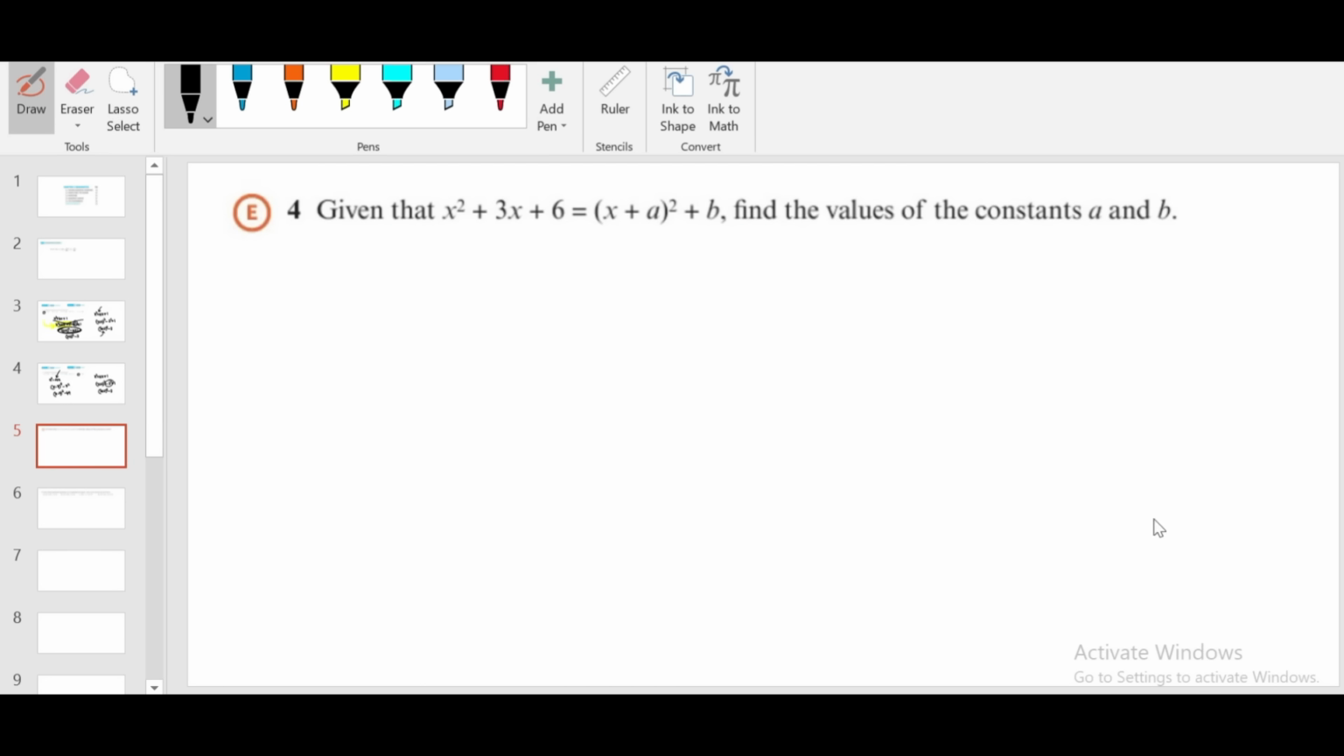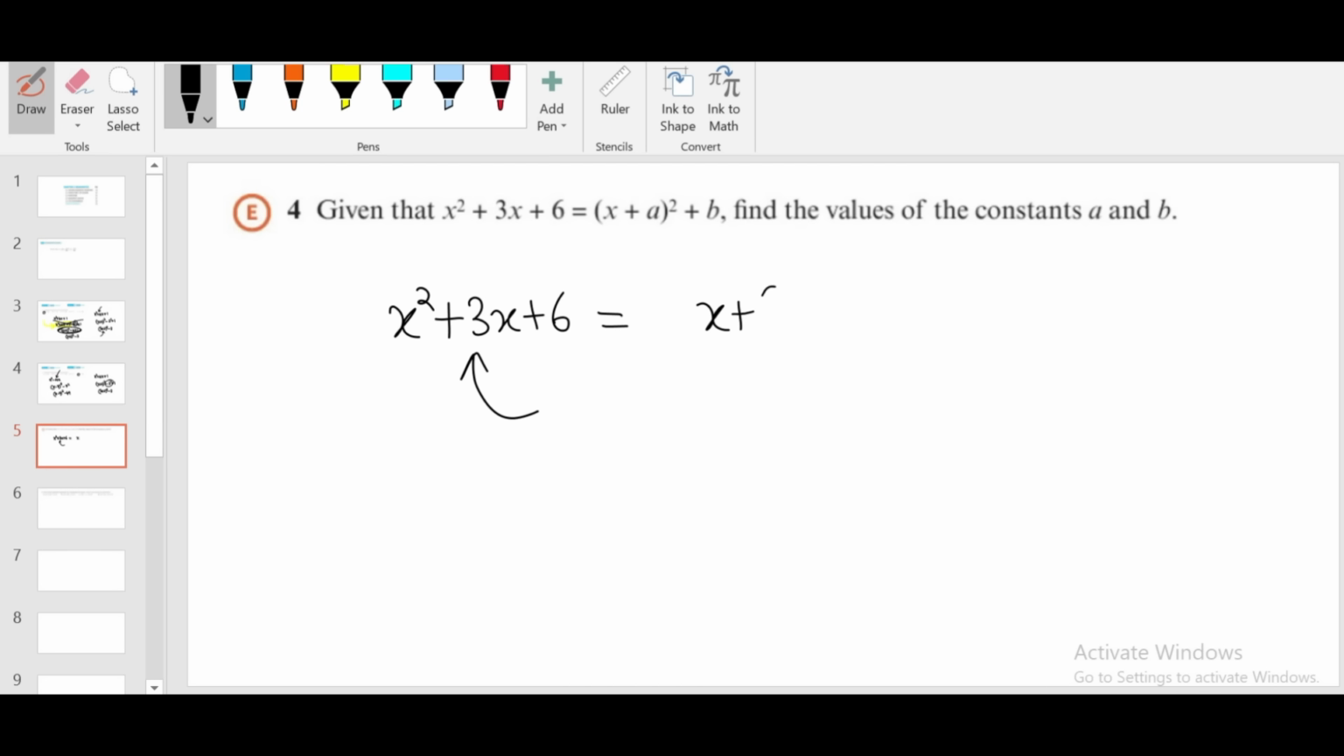Let me show you one more question. They want you to write, okay, this is type 2. Why do I call it type 2? Because the coefficient of x is not divisible by 2. It's an odd number. But the method is the same. I'm going to apply the shortcut method, x square plus 3x plus 6. Take half of the coefficient of x. Half of positive 3 is positive 3 over 2. Do not write it as 1.5. Write it as 3 over 2.